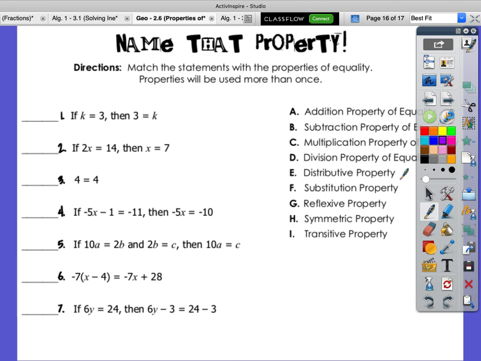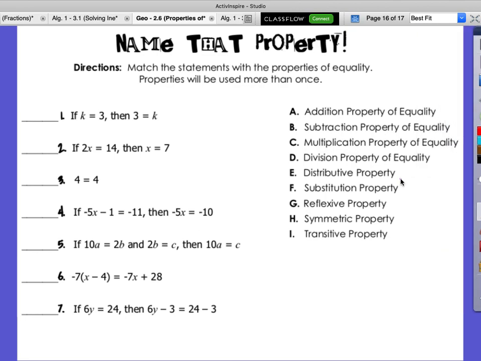If k equals 3, then 3 equals k. So what happened between our hypothesis and our conclusion, our if and then? They switched. What property says we can flip around? The symmetric property, that is H. Number 2, if 2x is equal to 14, then x equals 7. What happened from here to here? The division property of equality, letter D, or de in Espanol.